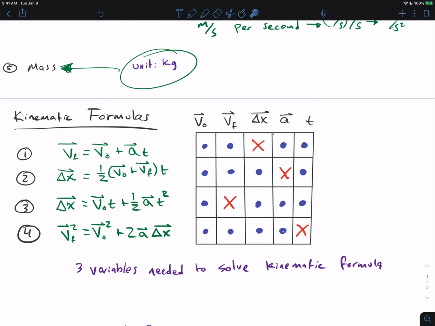But when I look at a problem, it depends on, do I know the final velocity, right? Do I know where the velocity ended? Okay. Do I know its displacement? Do I know its acceleration? Do I know its time, right?